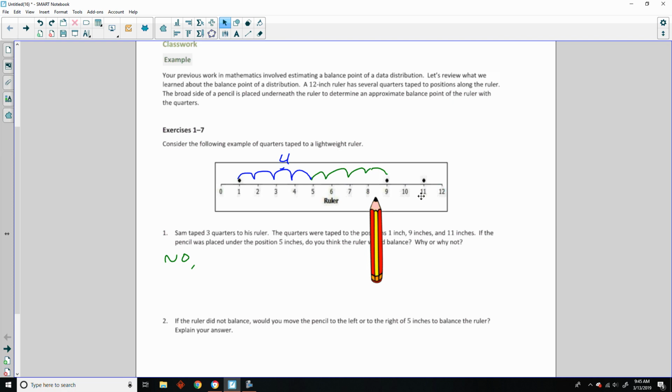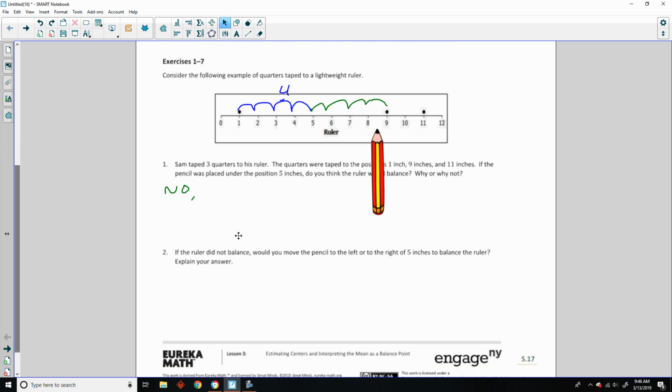So these 2 quarters would be heavier on this side. All this plastic plus this quarter would have to equal the weight of the plastic on this side plus these 2 quarters, so I would move it to the right. Okay? Again, I'm not going to write this, I'm just going to explain.